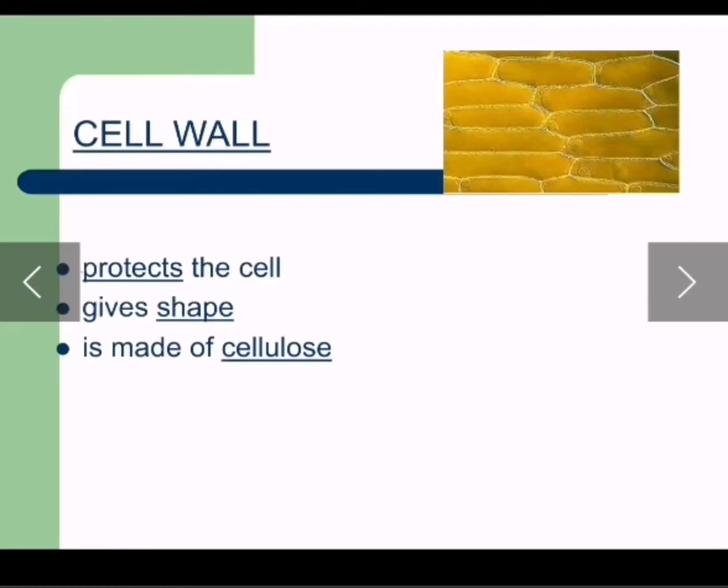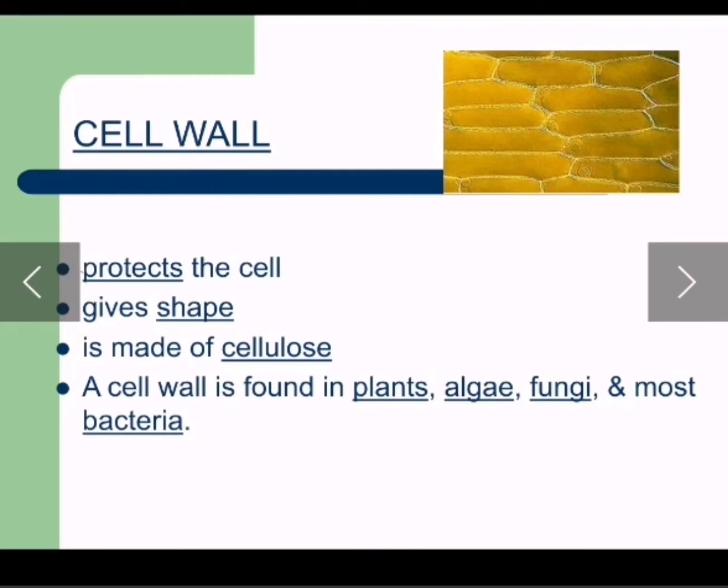The cell wall. The cell wall is a structure that protects the cell. It gives shape to the cell. The cell wall is made of cellulose. A cell wall is found in plants, algae, fungi, and most bacteria.